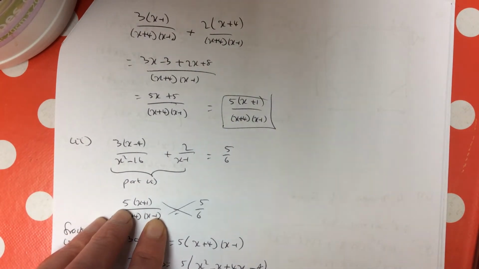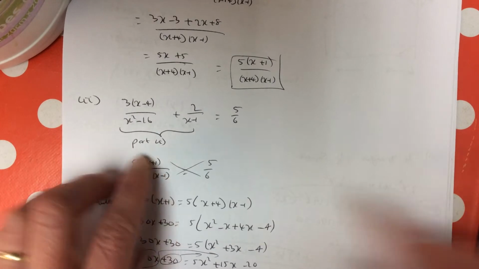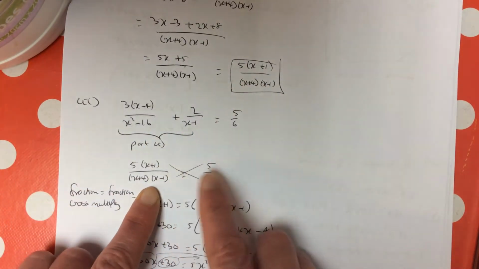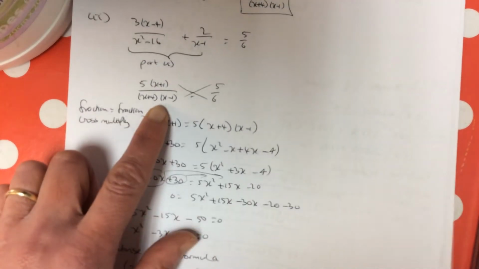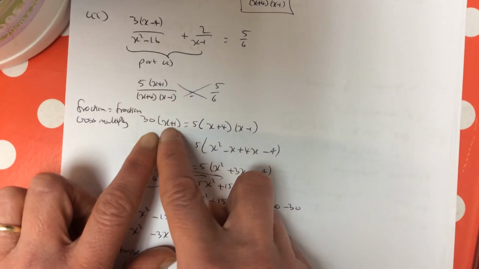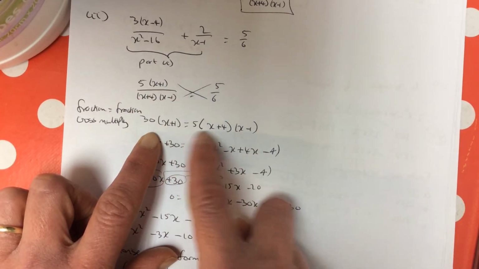Now, part 2 has got a hence. That's your answer to part 1. So just pop it in there. And you've got a fraction equals a fraction, so you can cross multiply. So 5 times 6 is 30. X add 1. And 5 times that.